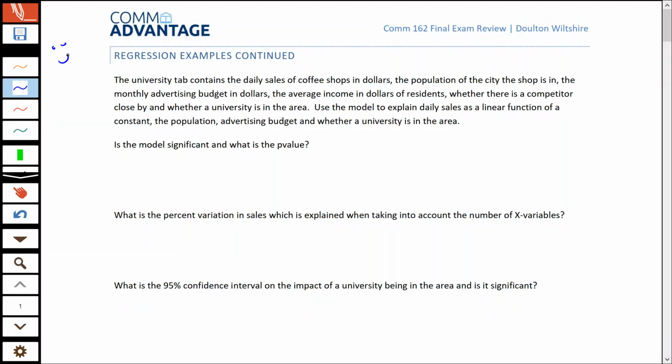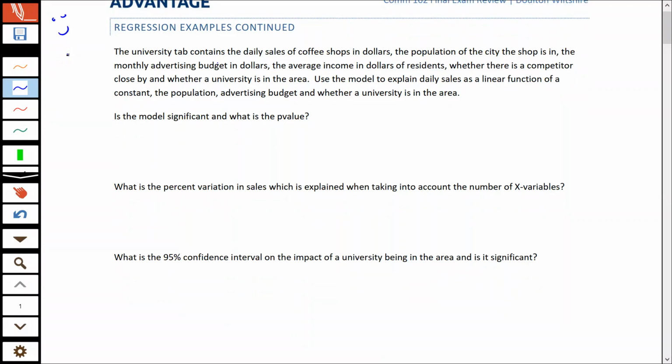So it tells us in the university tab containing the daily sales of coffee shops in dollars, population of the city the shop is in, the monthly advertising budget in dollars, the average income in dollars of residents, whether there is a competitor close by, and whether there is a university in the area. Use the model to explain daily sales as a linear function of a constant, the population, advertising budget, and whether a university is in the area.